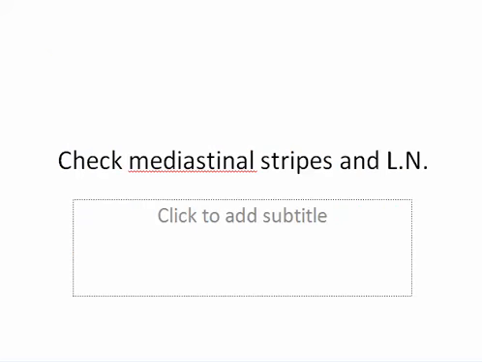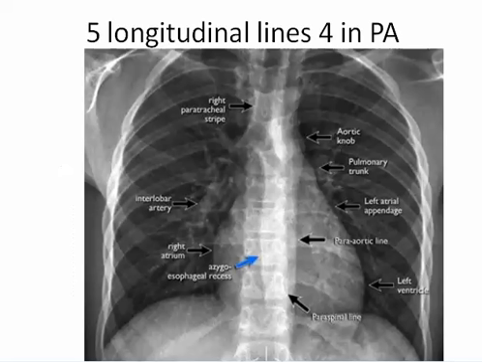Check the mediastinal stripes and lymph nodes. We have finished how to read the chest X-ray. Now we are going to the mediastinal stripes and lymph nodes. There are 5 longitudinal lines, 4 of them seen in the PA itself.